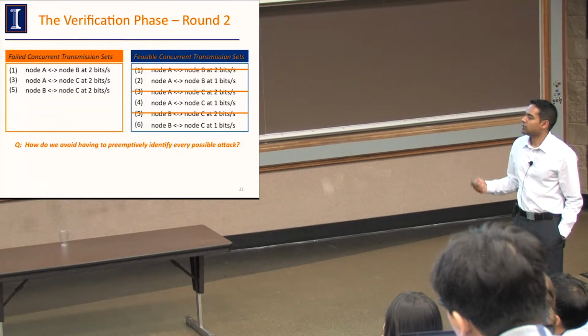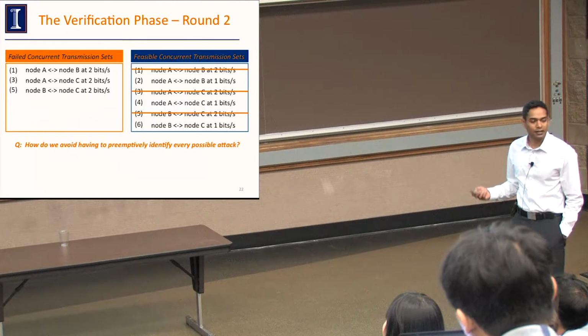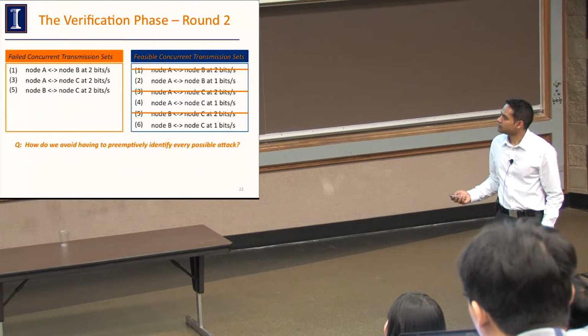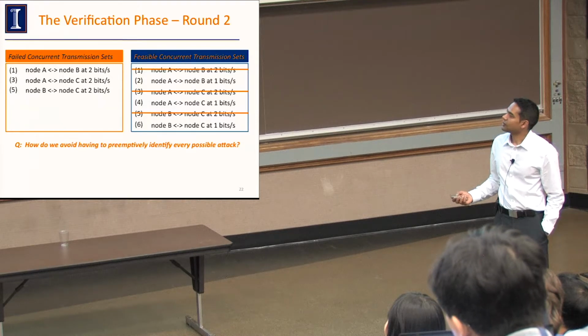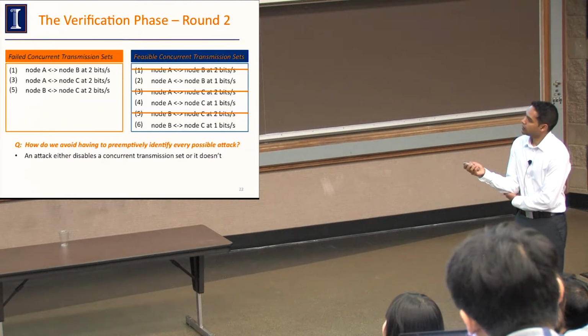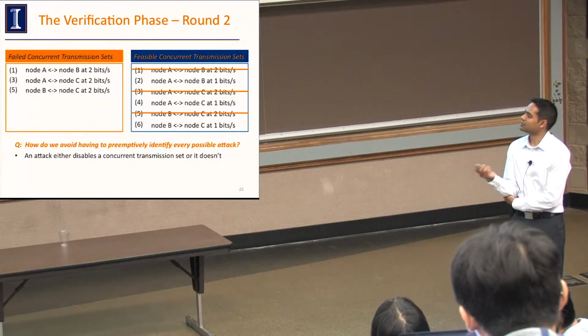And so once again, node A and B keep note of what scheduled packets failed to arrive. And in the verification phase, those concurrent transmission sets are added to the set of failed concurrent transmission sets.